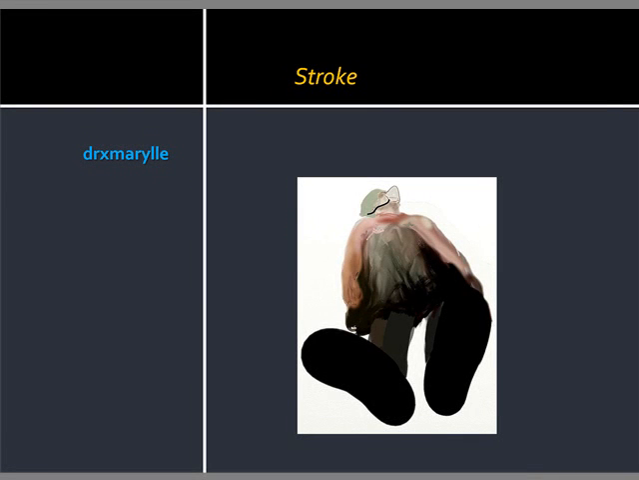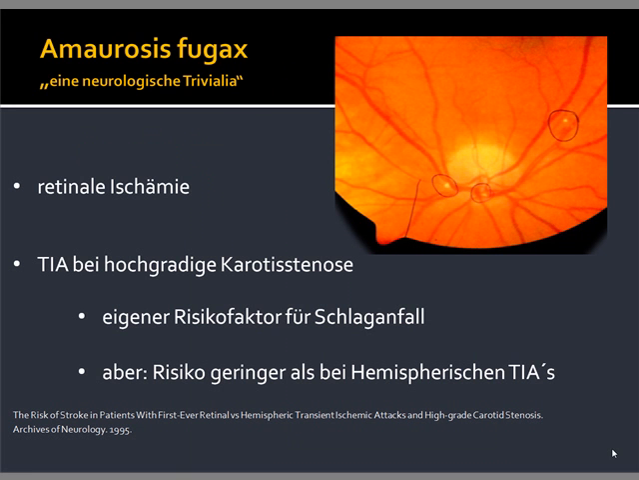Let me tell you something about stroke. It all starts very easy with the monocular blindness. You see here the small emboli in the retinal vessels. They cause the vision loss. It's a retinal ischemia, and it may be a symptomatic high-grade carotid stenosis that causes it. So amaurosis fugax is a risk factor for developing stroke.